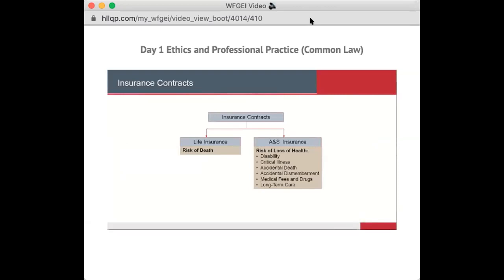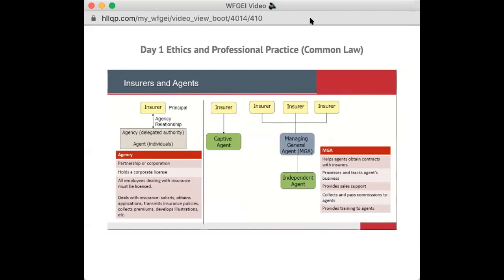Okay, the first thing we have to look at is the whole question of insurance contract. In the industry, of course, we have two major divisions when it comes to insurance contract. There's life insurance, which of course is risk of dying, and the other more involved program, which is the accident and sickness insurance. And that is, of course, risk of loss of health. So it's nothing to do with dying, but this is what we call living benefits, basically. So here we're going to cover disability insurance. We'll cover critical illness, accidental death and dismemberment, medical fees, drugs, things like that, and of course long-term care, and all parts in between. So those are your two biggest areas when it comes to an insurance contract.